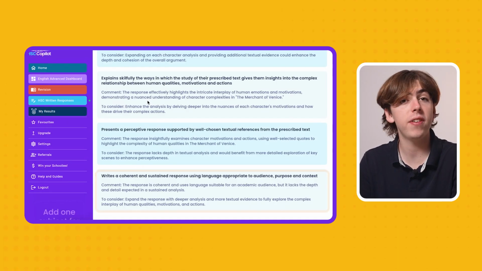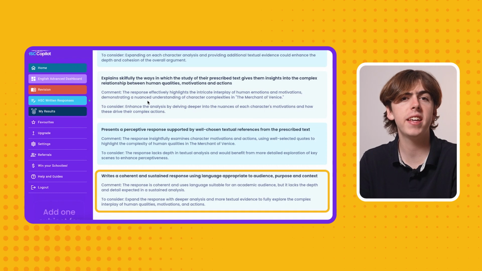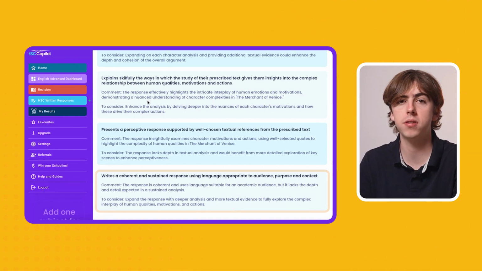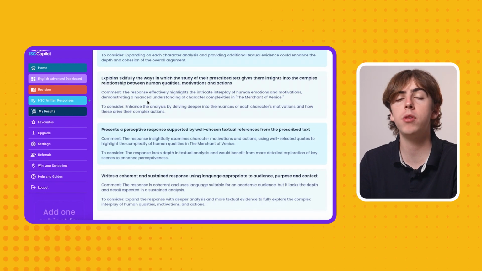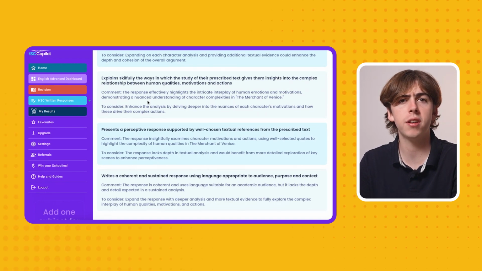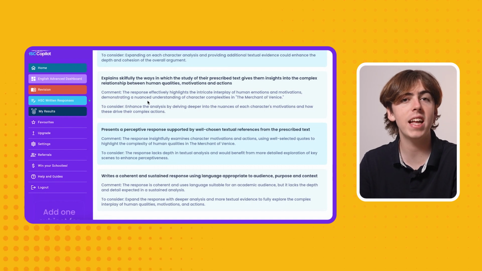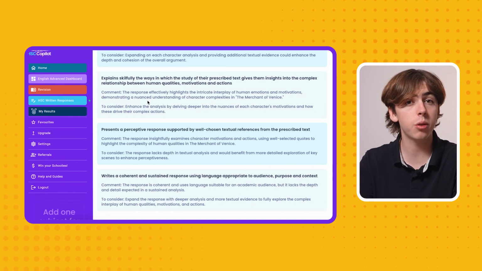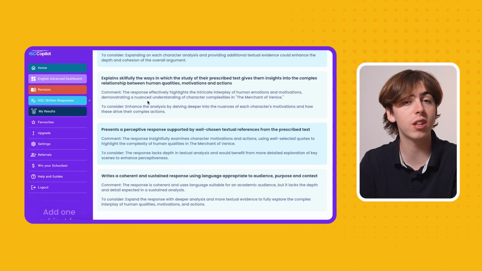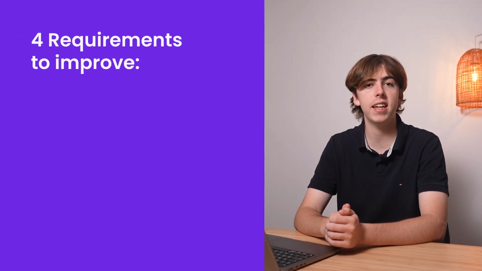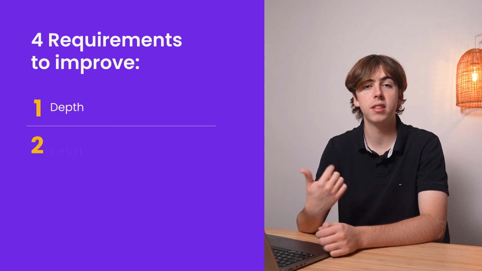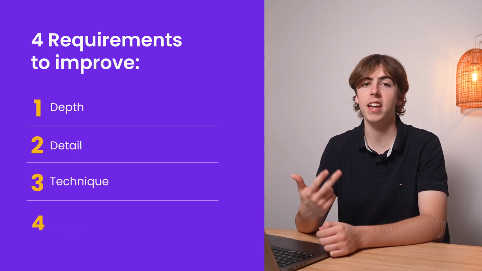Finally, the AI feedback tool comments that the essay's tone and language are appropriate, but again, the ideas are too brief and not well developed across paragraphs. The solution here is to stay with your idea longer. Rather than rushing through 3 points in one paragraph, slow down. Use more varied and specific evidence. Trace the consequences of a character's motivations over the course of the play. So to recap, here are the 4 big things this essay needs to improve: depth, detail, technique, and insight.